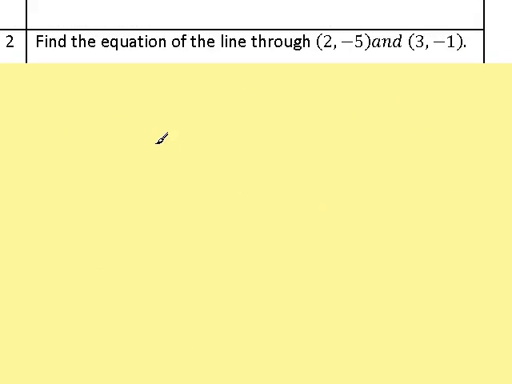In number 2, we're given 2 points, and we want to find the equation of the line through the 2 points. So again, we're going to write down our equation, and this time we have to fill in m and b like before, but we're not given m directly. We're given 2 points, so we're going to use our slope formula to get m.